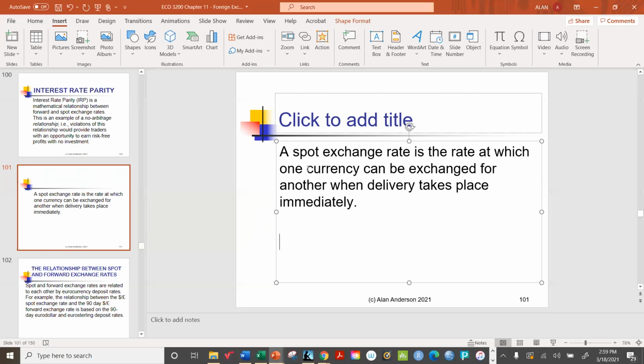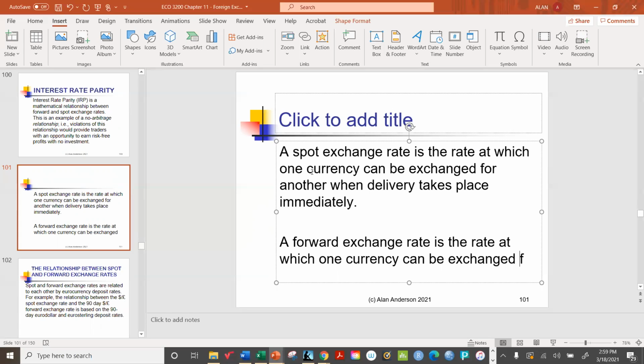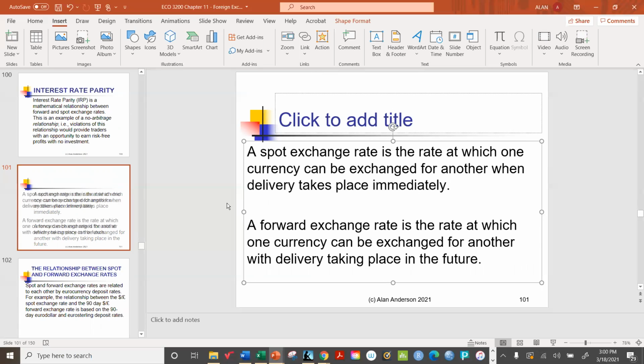On the other hand, when you don't need the currency right away, a forward exchange rate is the rate at which one currency can be exchanged for another with delivery taking place in the future. Now, the future typically doesn't mean 10 years. It normally means anywhere from 30 to 180 days, although it could go out further if necessary. Standard maturities are 30, 60, 90, and 180 days, but it can apply to any maturity we choose. The key detail is that you're paying for something that won't be delivered until the future. The purpose is to lock in the exchange rate at which you can buy or sell in the future, to eliminate foreign exchange risk.